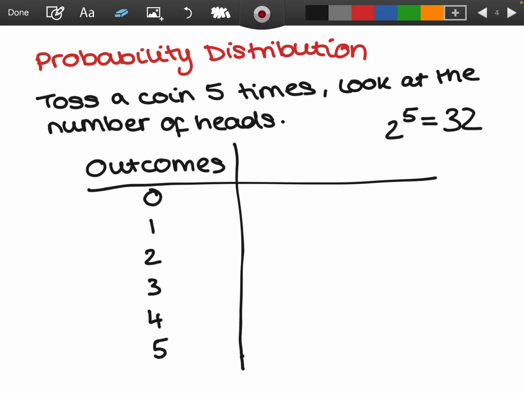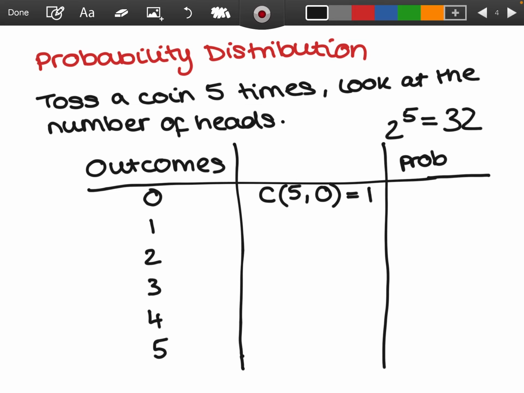If I toss a coin 5 times, the number of ways that I can have 0 heads would be looking at the combination that out of 5 tosses, I have 0 heads. If you type that into a calculator, you would get 1. So that tells me that the probability of having 0 heads with 5 tosses of a coin would be 1 out of the 32 different sequences of heads or tails.